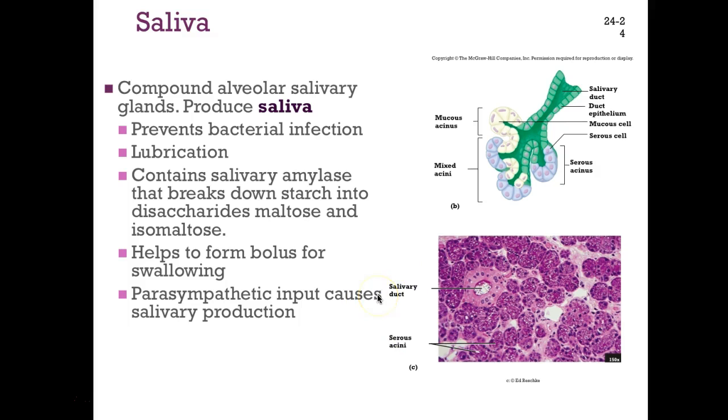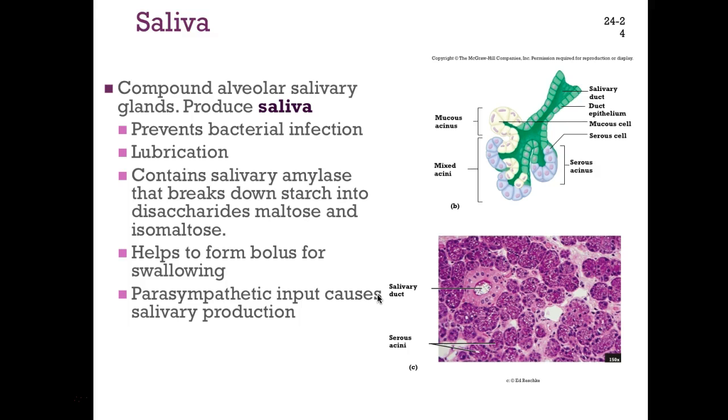Now our salivary glands are going to make our saliva, which is important for preventing bacterial infection. It has things like lysozyme and lactoferrin that are antimicrobial. It's also going to help with lubrication to move the food back into the pharynx for swallowing.